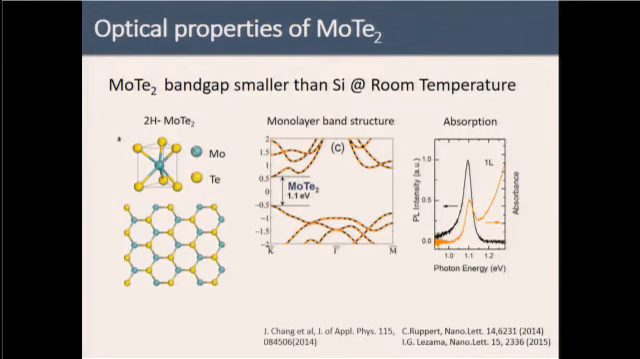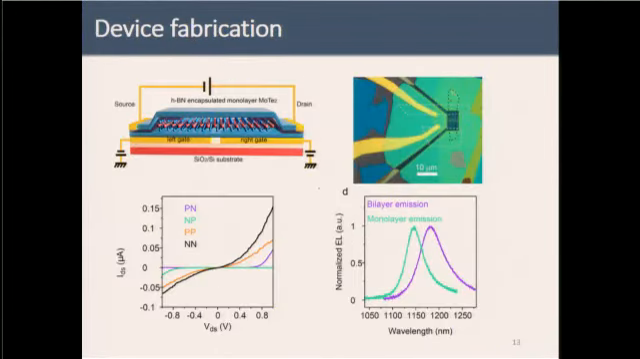So we started to look at two-dimensional molybdenum ditelluride, for which I'm showing a band structure here. This is the hexagonal molybdenum ditelluride. At the monolayer limit it is a direct band gap, and the band gap is 1.1 electron volts. This is slightly smaller than silicon at room temperature. So this is why we started to use this. Here I'm also showing the absorption and emission properties of these materials. It looks promising, but how can we really realize it?